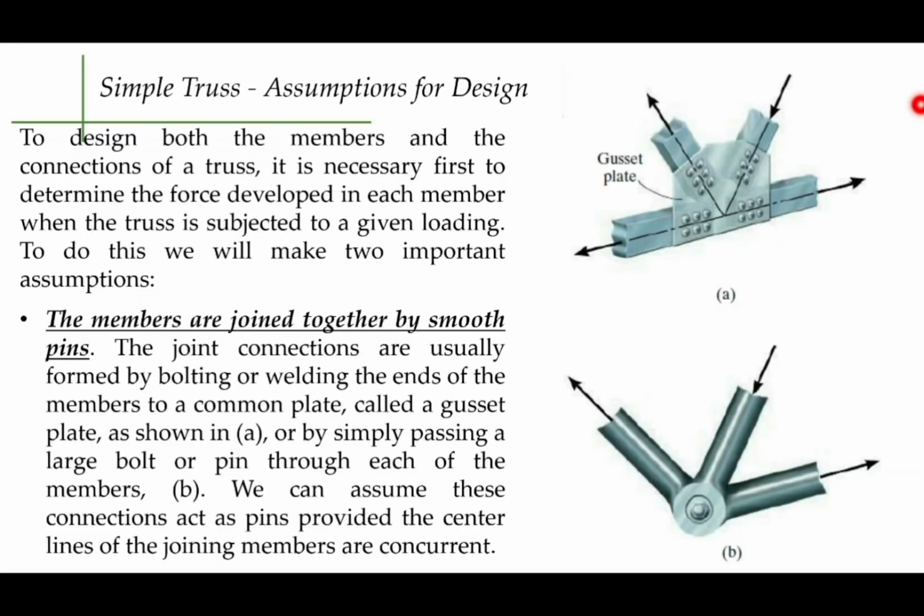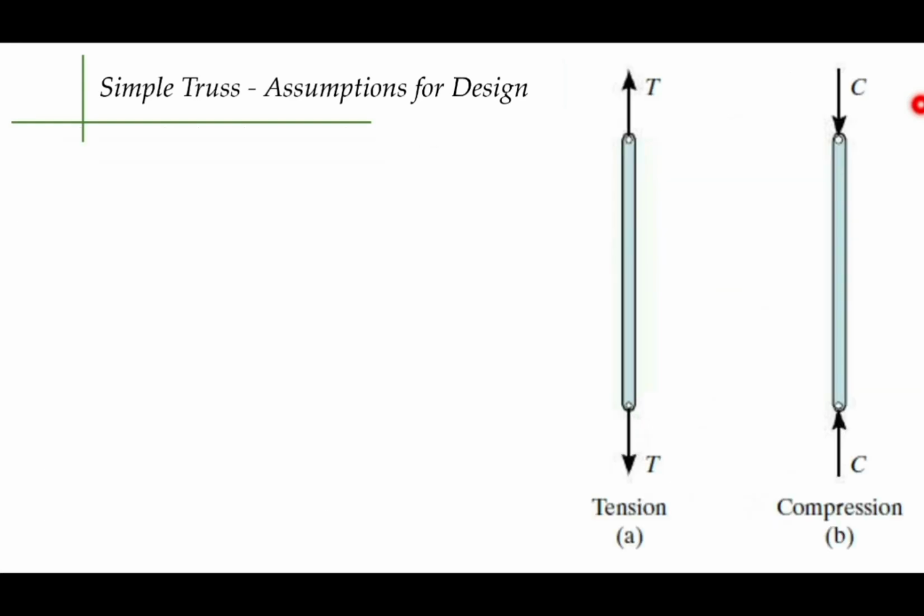Okay, next assumption would be that members are joined together by smooth pins. So basically, it means that our members here will act as two force members. So there will be an X and a Y component.